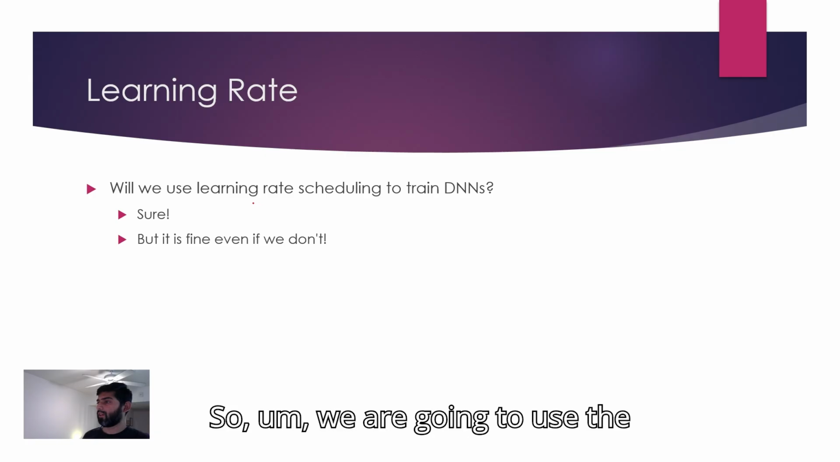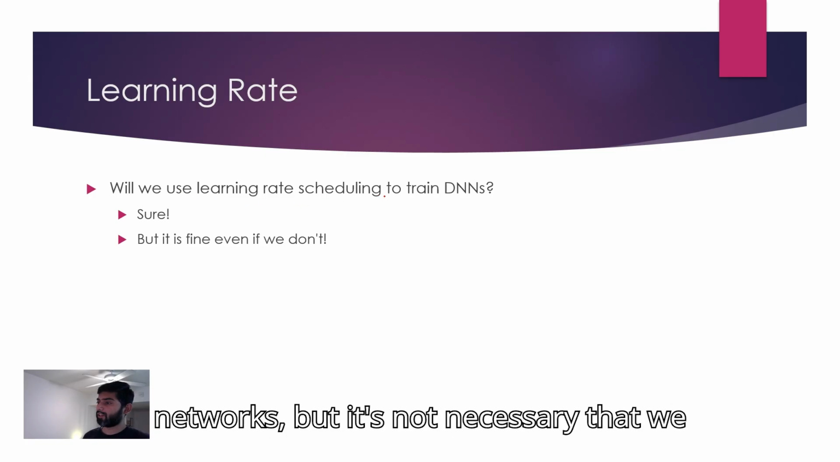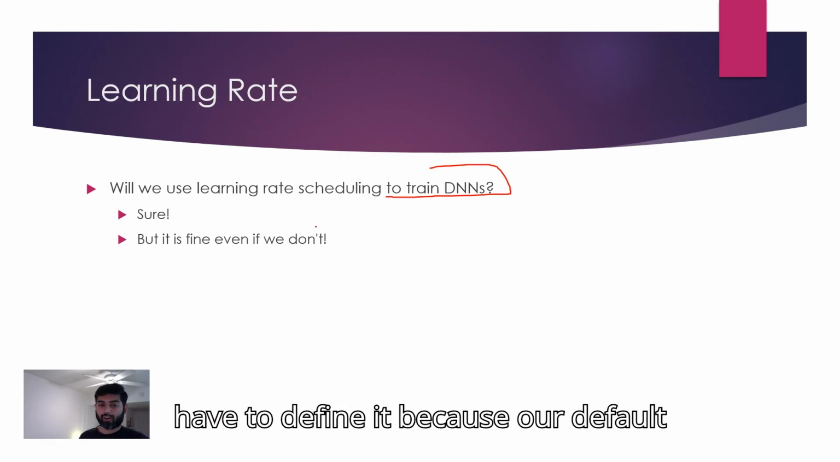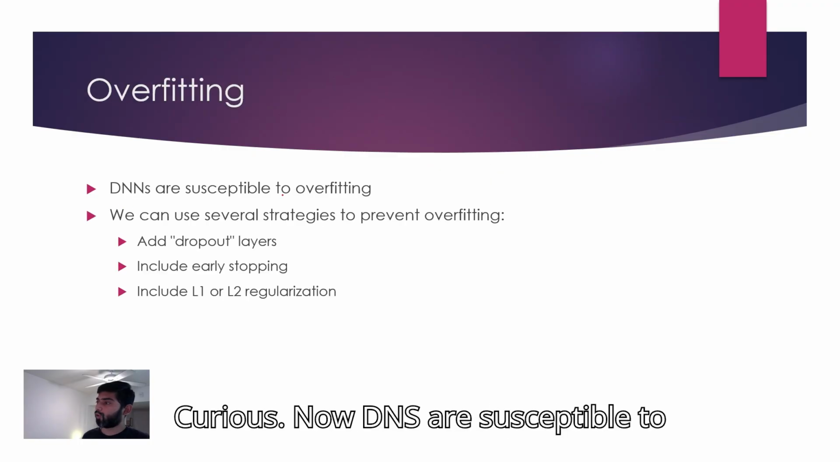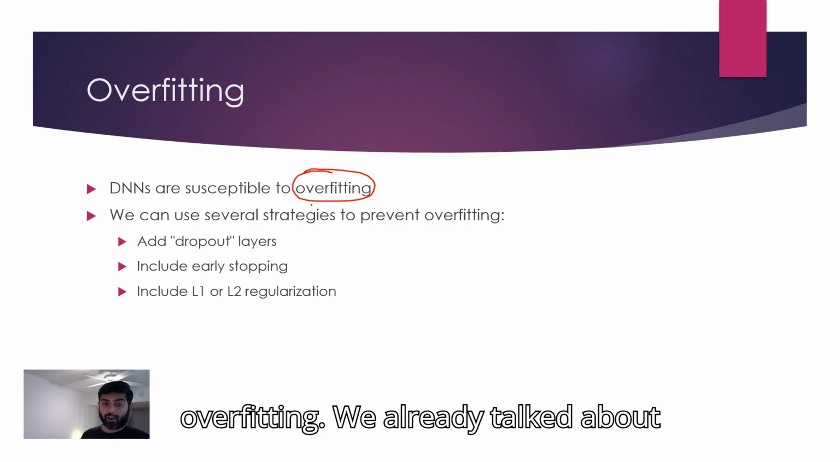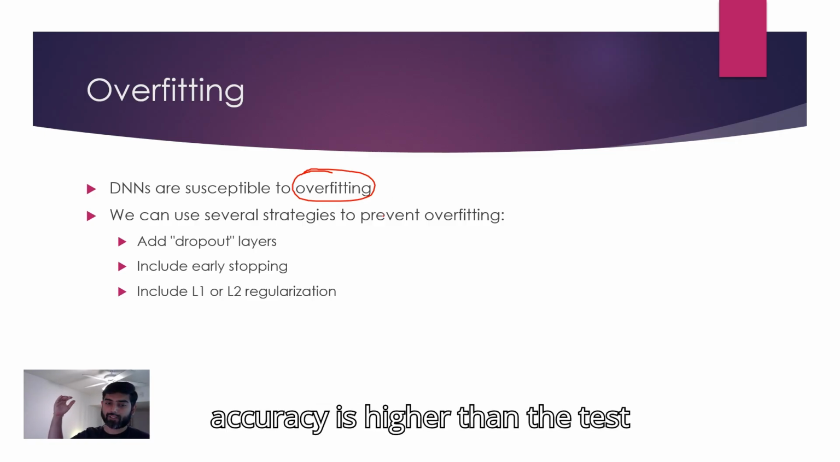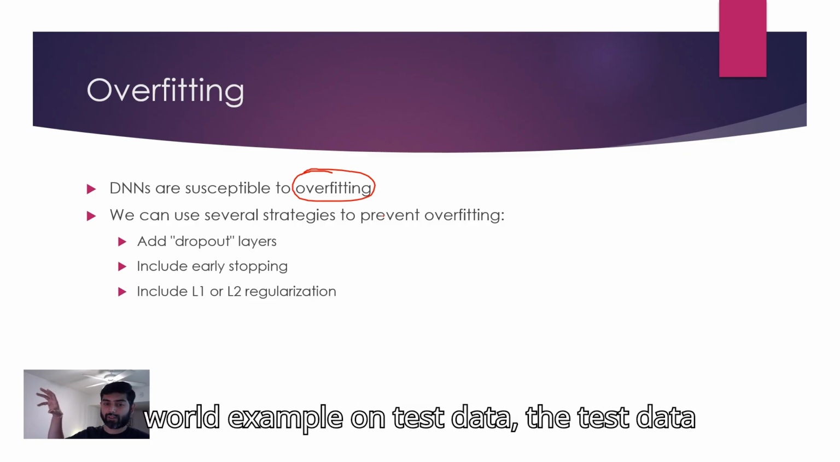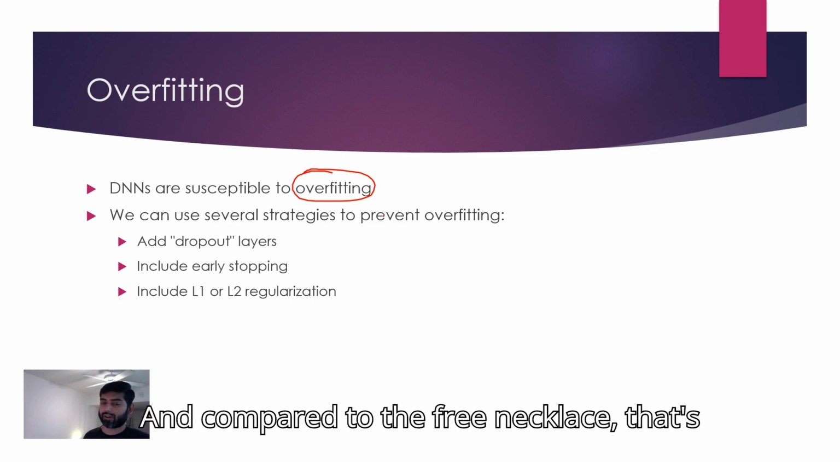We are going to use the learning rate to train our deep neural networks, but it's not necessary that we define it because a default learning rate is already defined in Keras. Now, DNNs are susceptible to overfitting. We already talked about overfitting. That's the idea when train accuracy is higher than the test accuracy. When we're doing the real world example on test data, the accuracy is lower when compared to train accuracy.